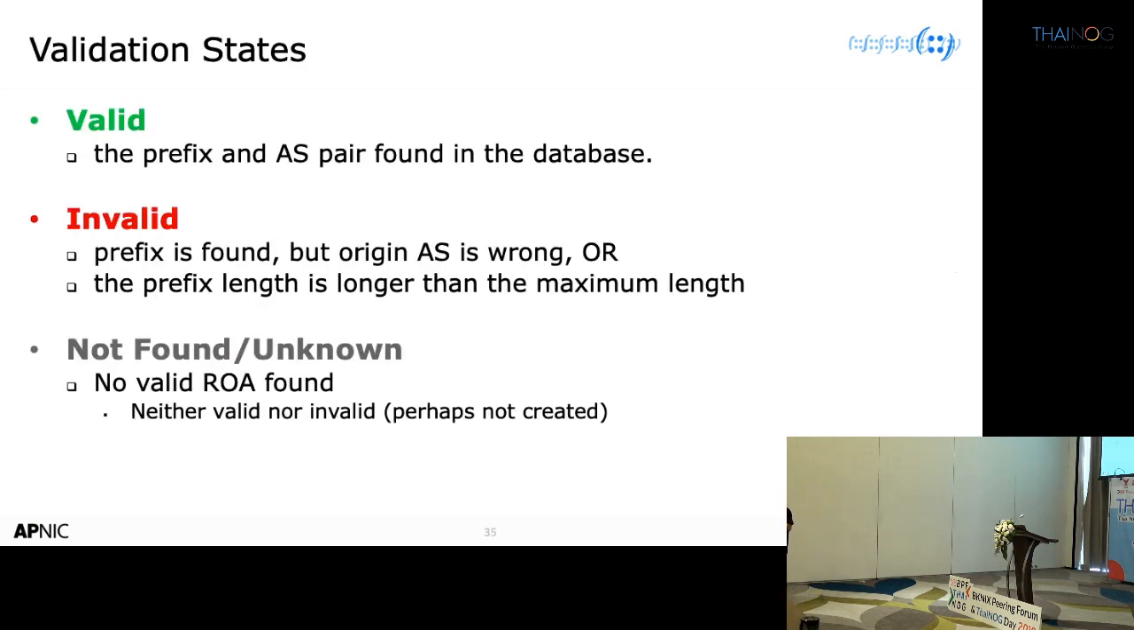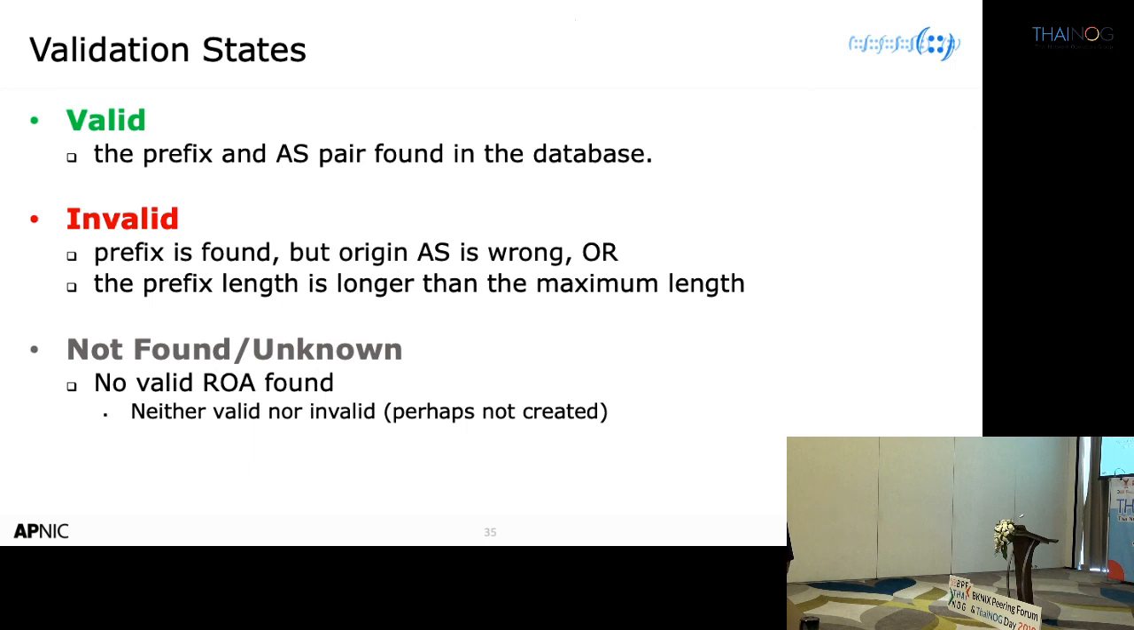Or it might tag it as an invalid route. What's invalid? The prefix is okay, but the origin AS is wrong. If someone is hijacking your prefix, their AS number could be a different AS, so that is an invalid route. Or your prefix length may not match. And this is very important, right?